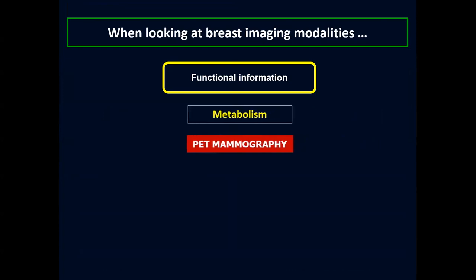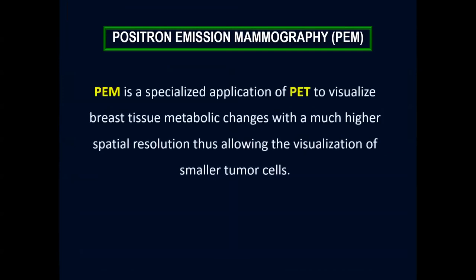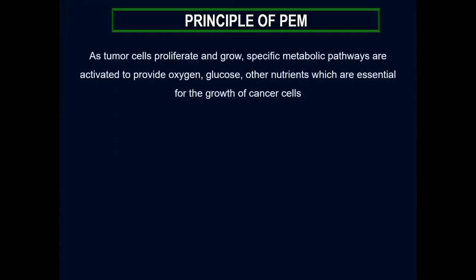Now we're going to discuss PET mammography, positron emission mammography, or what we call PEM. PEM is a specialized application of PET to visualize breast tissue metabolic changes with a much higher spatial resolution, thus allowing the visualization of smaller tumors.